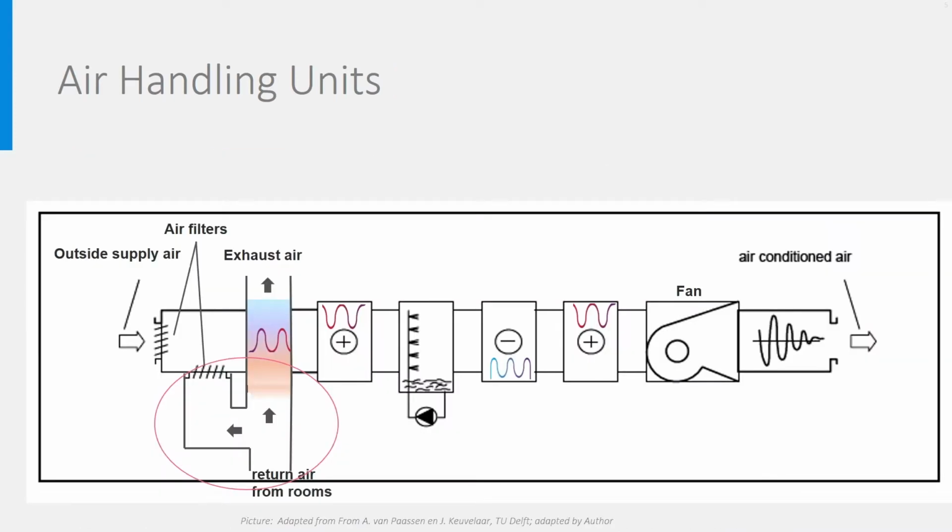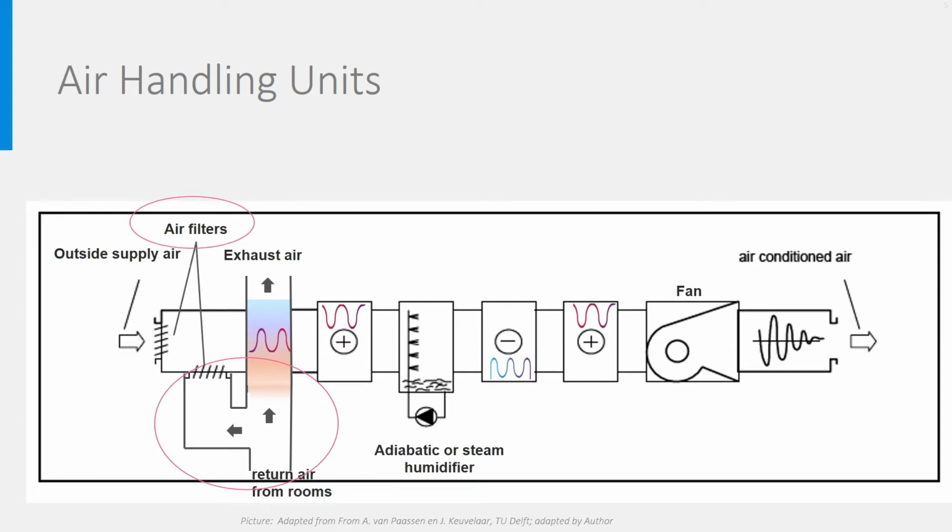Such an air handling unit consists of different components. In its most extensive design, an AHU looks like this. Outside air is supplied on the left. If mechanical supply and exhaust ventilation is applied, the air from the rooms is exhausted through a return pipe here, possibly combined with a recirculation and heat exchanger unit. Note the filters at the air inlets.